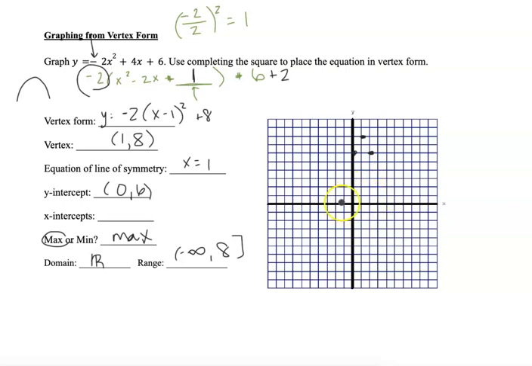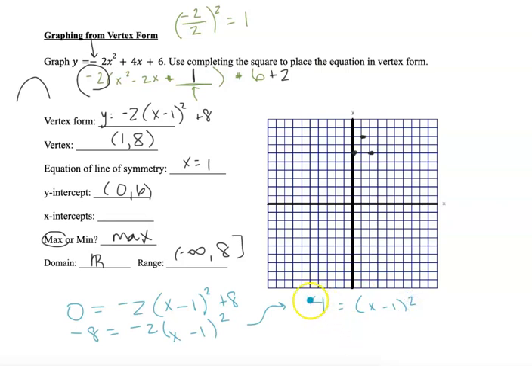And then what I really need now are my x-intercepts. And so in order to get x-intercepts from vertex form, what you're going to do is set the vertex form equal to 0, and you're going to solve. So what I'll do is I'll subtract 8 to start off with, and then I'm going to divide by 2. I'll bring it up over here. So I get 4 equals x minus 1 squared.